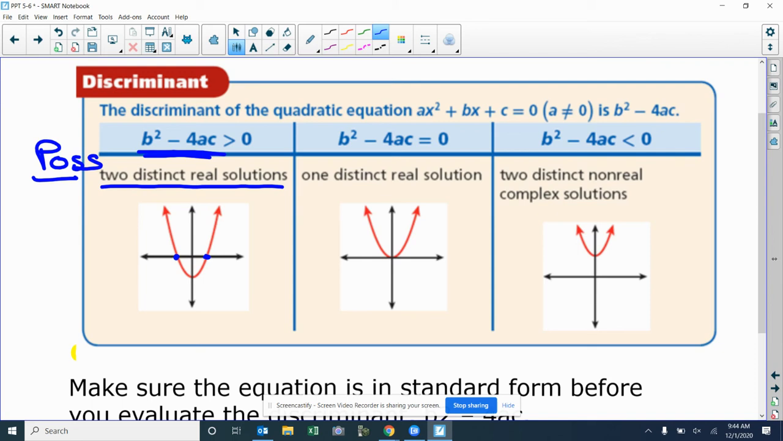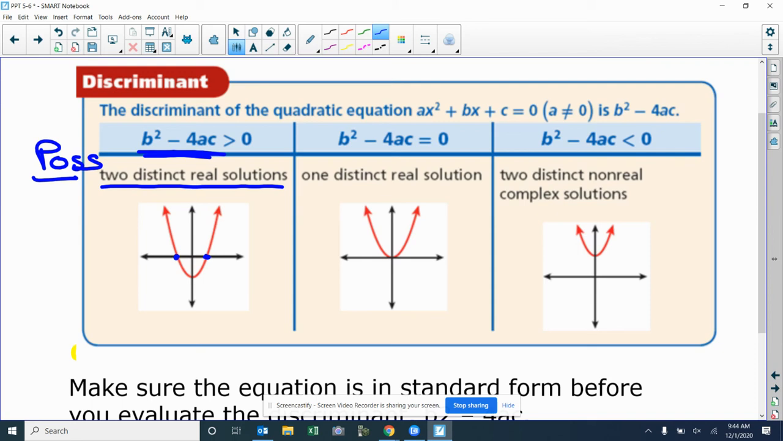Now, I'm not asking you to find the roots. I'm just asking you the big questions. I'm going to say, hey, how many roots are there? You don't have to find them. You just say, yeah, there's 2. Yeah, there's 1. There's none. There's no real ones. Make sense? And so all you have to do is calculate b squared minus 4ac. You don't have to do the rest of it.